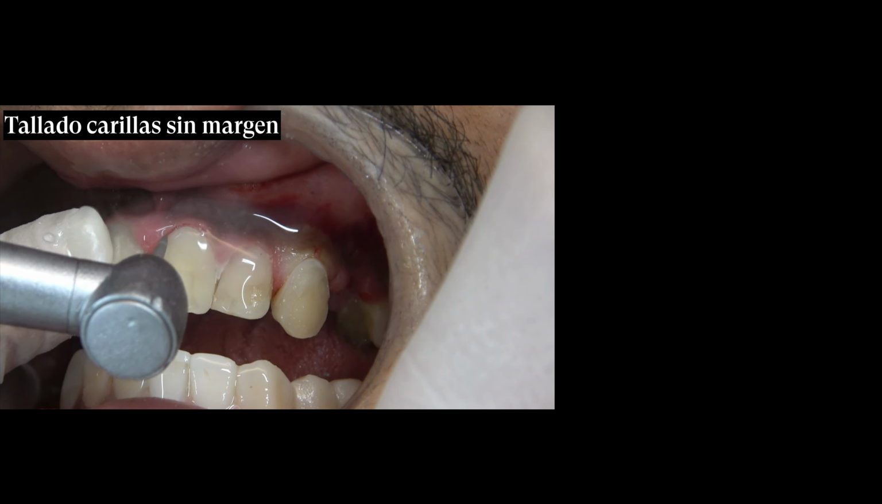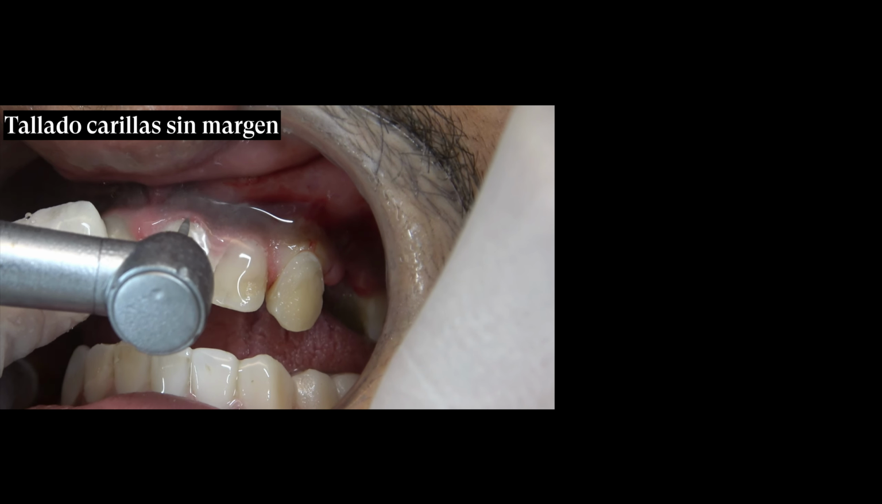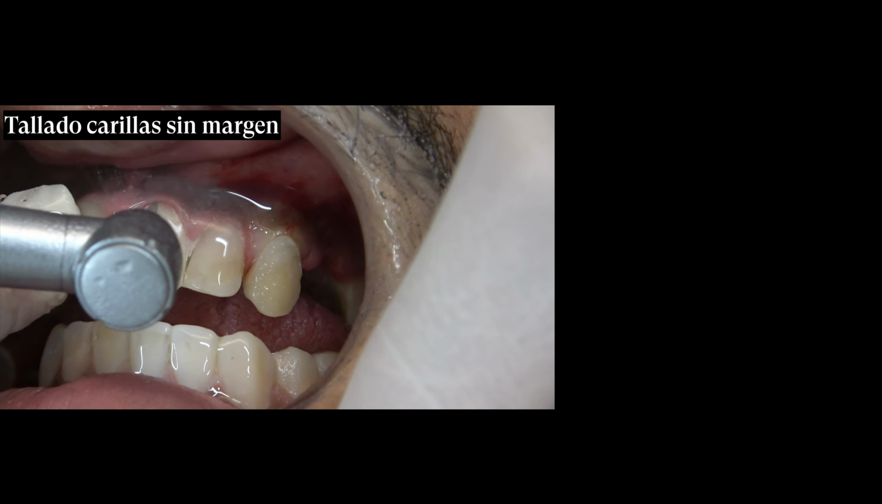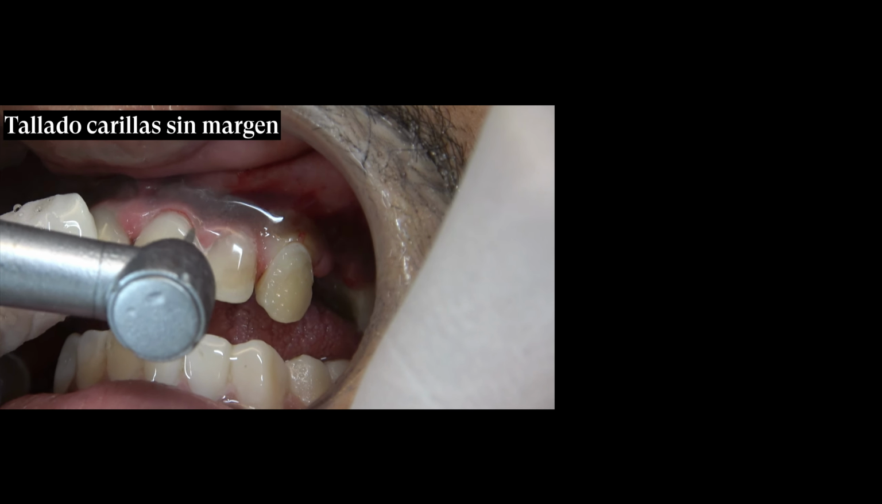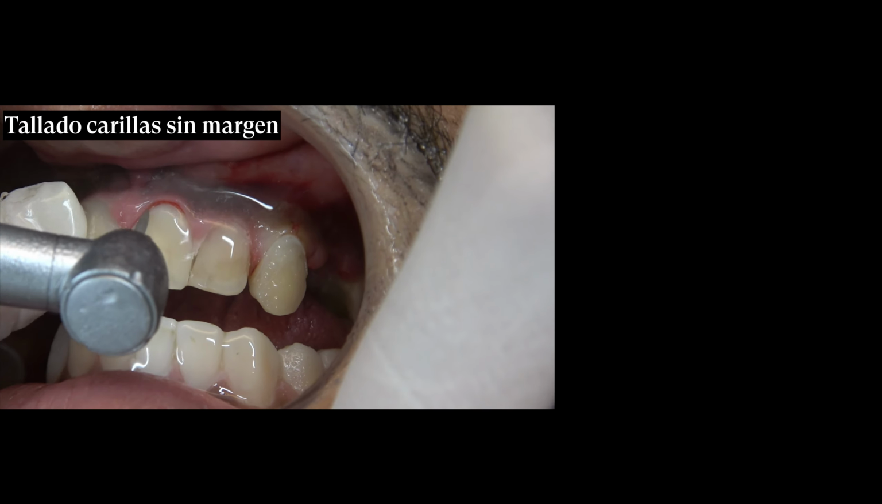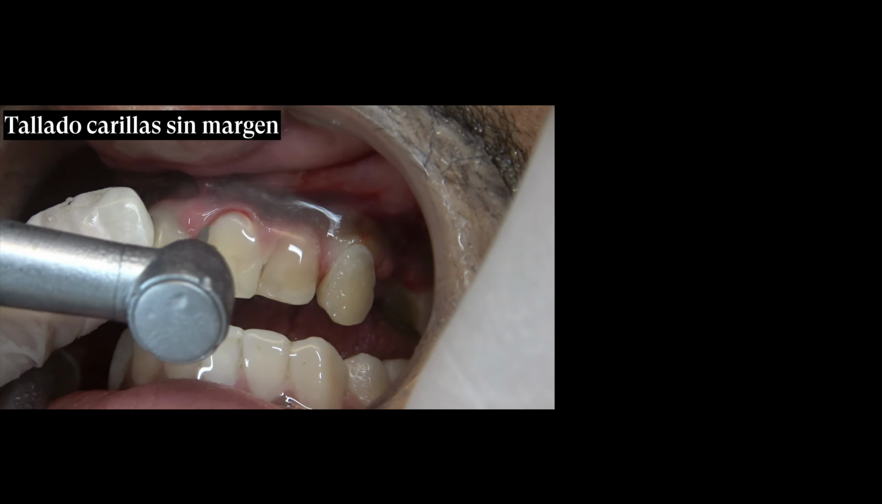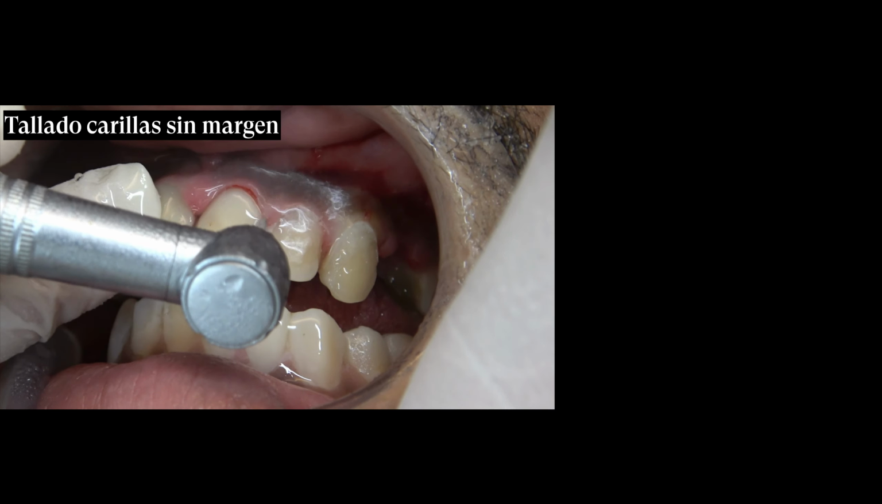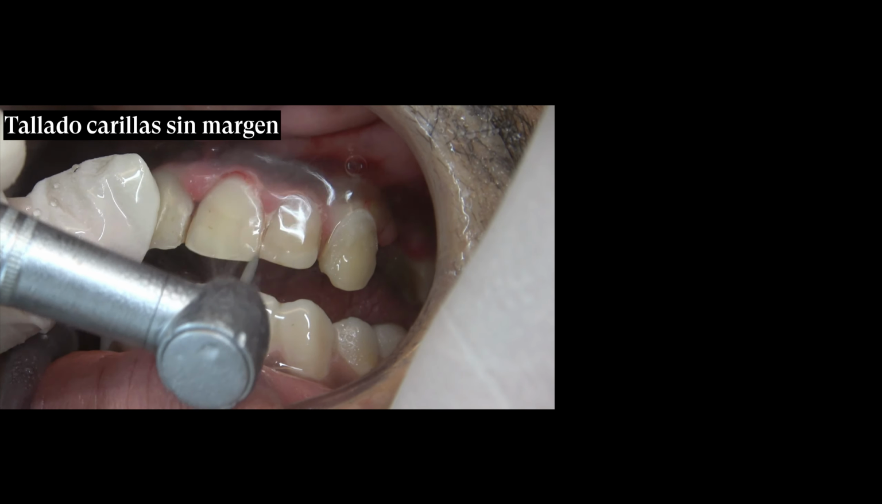And we start prepping the veneers. If you remember, everything is composite material because the teeth were very affected. So we have a space to start prepping and doing the preparation.